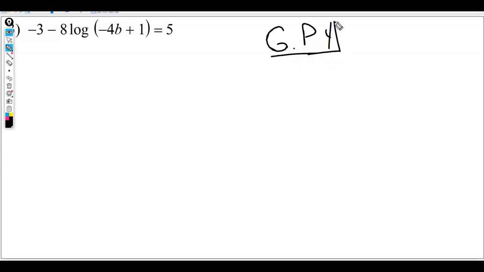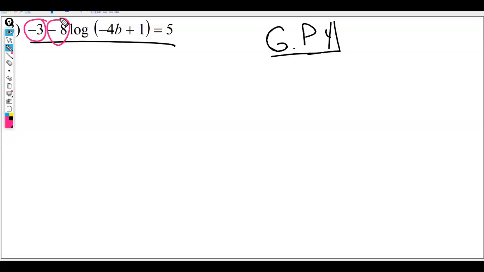All right, so step 1. What's step 1? First of all, you guys know what type of problem this is. This is a problem where you have extra numbers. So how do we deal with extra numbers? Well, the first step was what? It was to get rid of the outside numbers. Now, what numbers are outside of the log? Hopefully you guys are seeing that it is the -3 and the -8. So we need to get rid of those first.